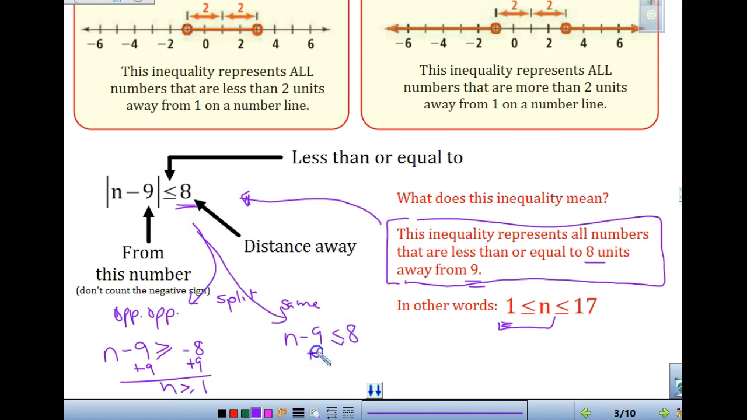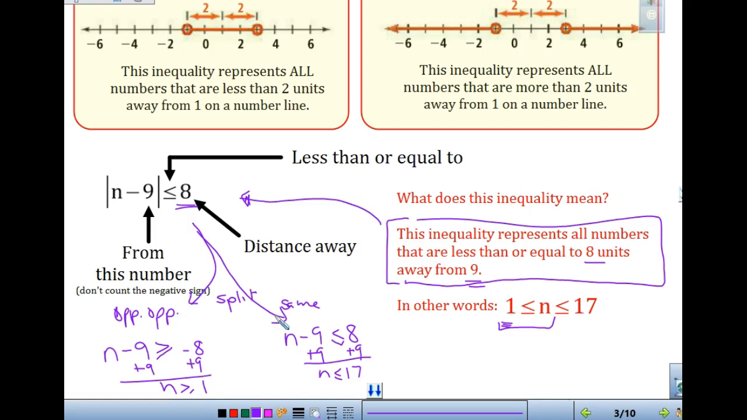And when you solve it, you're still adding 9, and that's how they got the 17. So opposite, opposite, same is the key deal when we go to solve these. Opposite, opposite, same. Okay? You turn to the top of the next page. This is kind of their explanation of what we did.